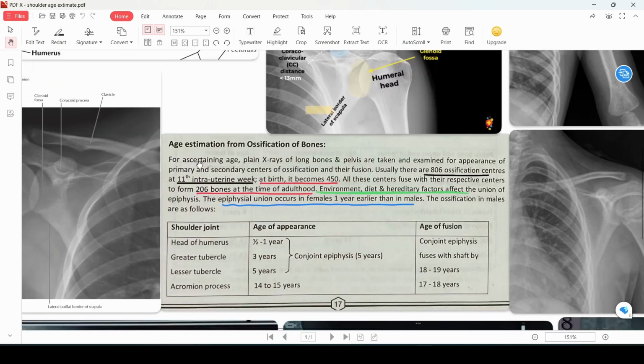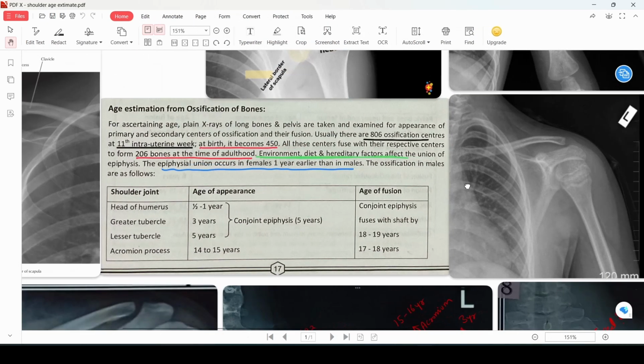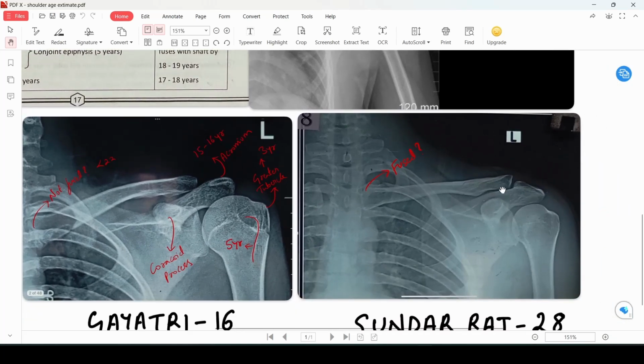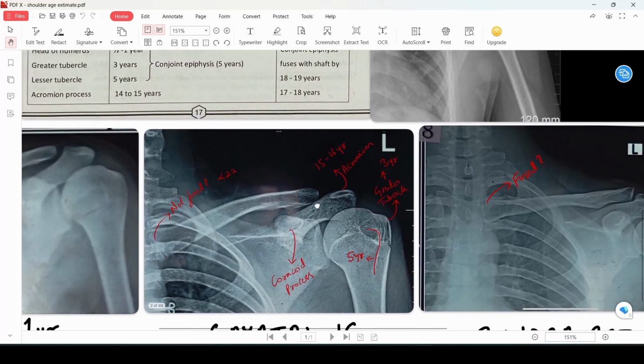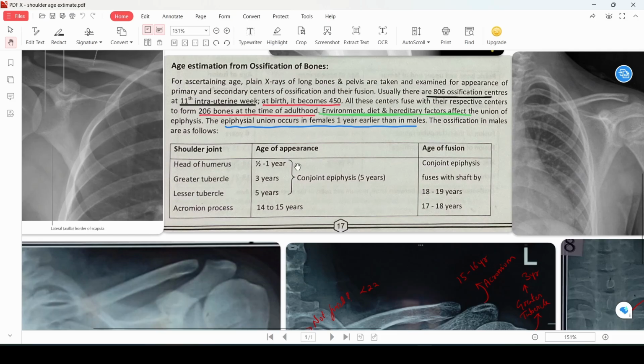That we understood. Now this is important, this is what our teachers will ask us, and if we know this much, it will be enough. Even if you cannot exactly tell the age from the x-ray, it is okay, but we have to know by heart at what age what happens. In the shoulder joint, as we are reading about it, the centers are the head of the humerus, greater tubercle, lesser tubercle, and acromion process. This is what is given in our record.